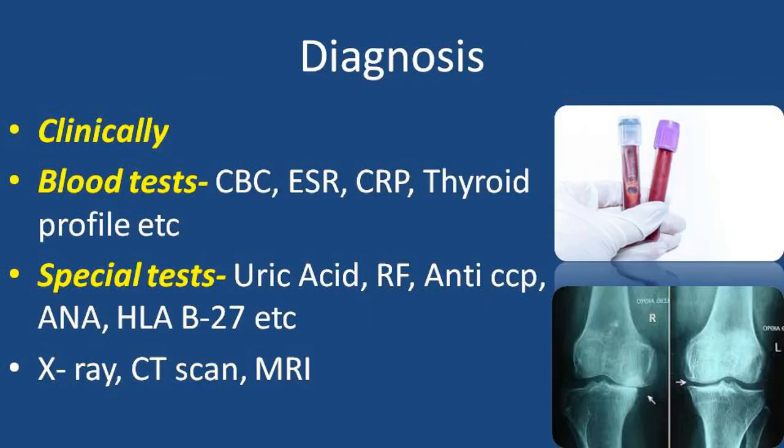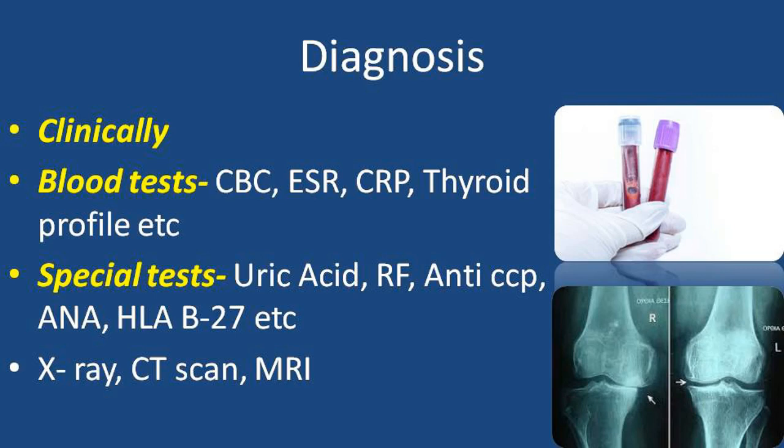Now, how do you diagnose arthritis and its type? Because your medical treatment will change according to the type of arthritis. First, we have to diagnose it clinically and then confirm with blood tests and imaging modalities. The basic blood tests are blood counts, CRP, ESR, thyroid profile, etc. In inflammatory arthritis, the CRP and ESR will be high. In arthritis related to systemic disease or autoimmune arthritis, hemoglobin will be reduced.